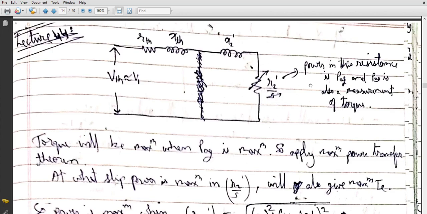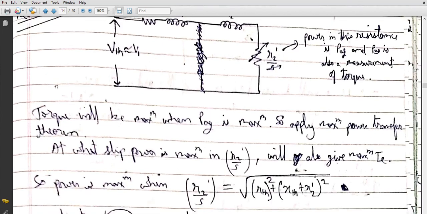Let us suppose this load resistance is RL. This RL must be equal to the square root of (RTH plus... ) that is, root of RTH squared plus (XTH plus X2 dash) whole squared. So the load resistance must be equal to the magnitude of this impedance. This is what is said by the maximum power transfer theorem. So now we are going to apply that.